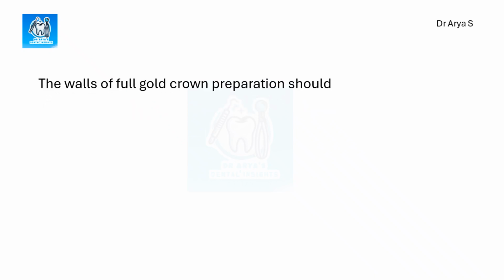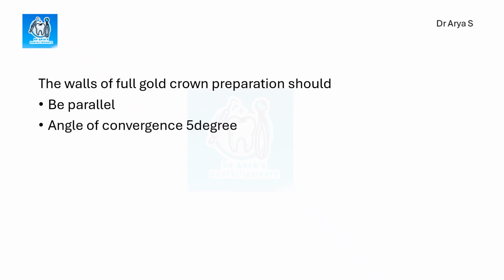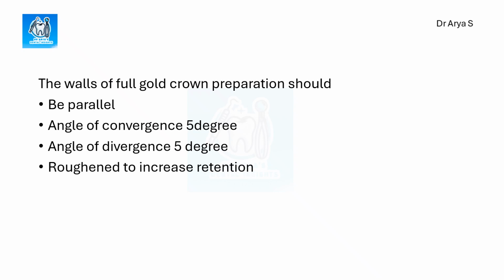Walls of full gold crown preparation should be parallel, or have an angle of convergence of 5 degree, or an angle of divergence of 5 degree, or be different to increase retention. Here the walls should be parallel for full gold crown preparation.